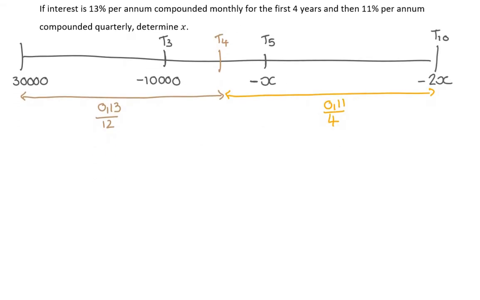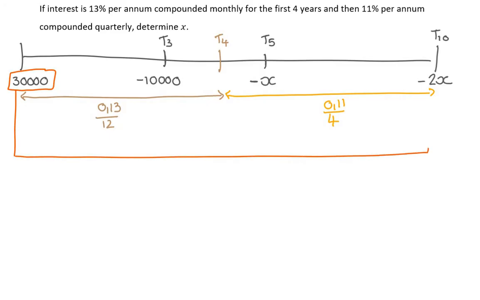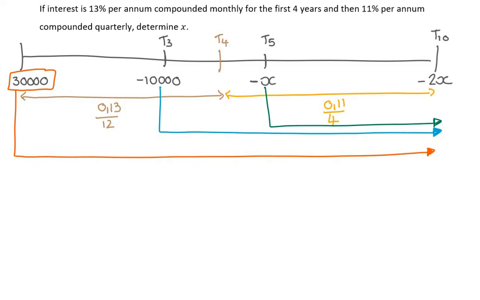So let's look at our plan. I'm going to follow the same type of plan as the previous question. This 30,000 Rand was a loan. Can I find out what that loan is all the way at the end of 10 years? Then, can I find out what this 10,000 Rand payment would be worth at the end of 10 years? Can I find out what this X Rand payment would be worth at the end of 10 years? And then this payment of 2x, I know what it's worth at the end of 10 years because it's 2x. Now, they say a final payment of 2x Rand.